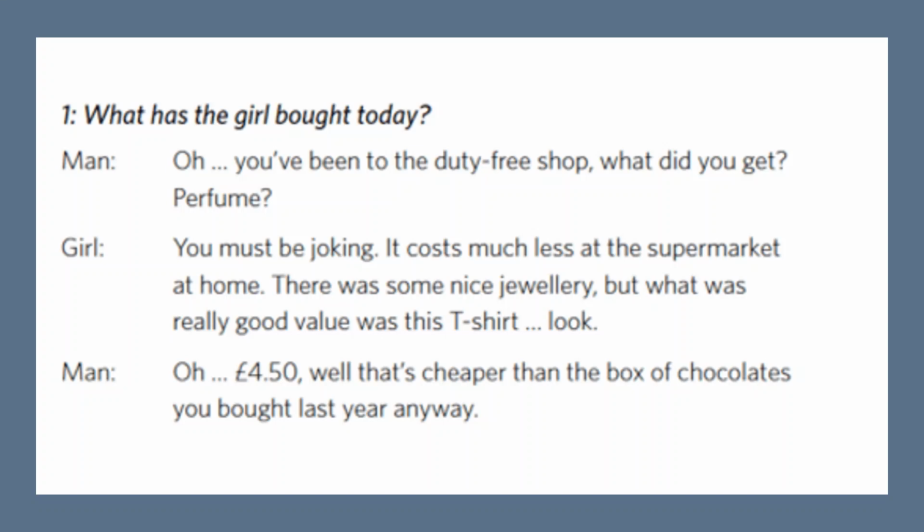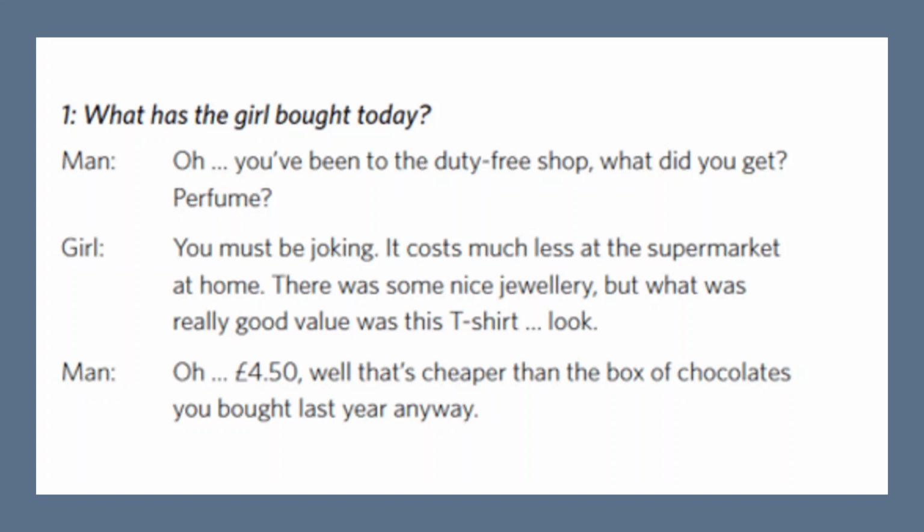What has the girl bought today? Man: Oh, you have been to the duty-free shop. What did you get? Perfume? Girl: You must be joking. It costs much less at the supermarket at home. There was some nice jewelry, but what was really good value was this t-shirt. Look. Man: Oh, £4, or what you say, like £4.50. Well, that's cheaper than the box of chocolates you bought last year anyway.